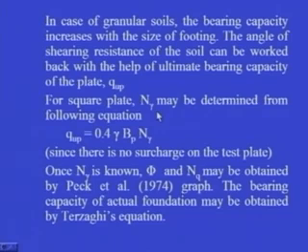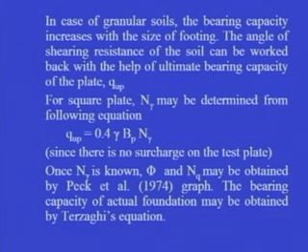In case of granular soils, the bearing capacity increases with the size of the footing. The angle of shearing resistance of the soil can be worked back with the help of the ultimate bearing capacity of the plate. As we know, the ultimate bearing capacity of the square foundation is given by cNc plus q0Nq plus 0.4 gamma B N gamma.